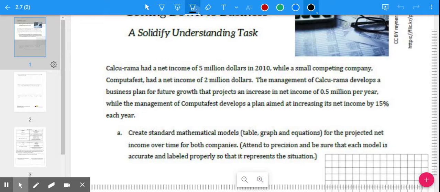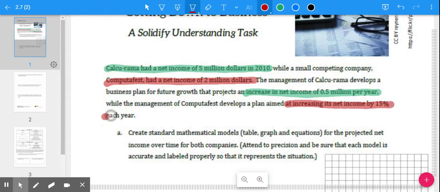of $2 million. So because there's two different companies, I'm going to start off by highlighting each company in a different color. So we have Calcurama had a net income of $5 million in 2010, and ComputerFest had a net income of $2 million. The management at Calcurama, my green color, develops a business plan for future growth that projects an increase in net income of $0.5 million a year. While the management of ComputerFest developed a plan at increasing its net income by 15% each year.